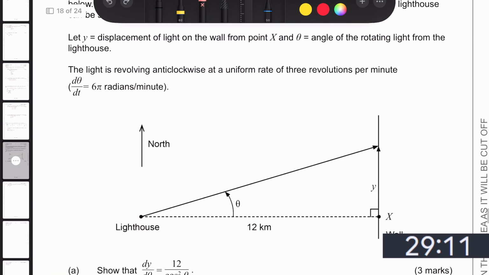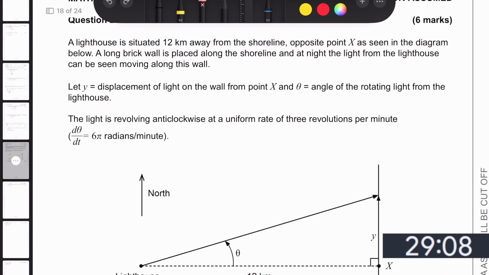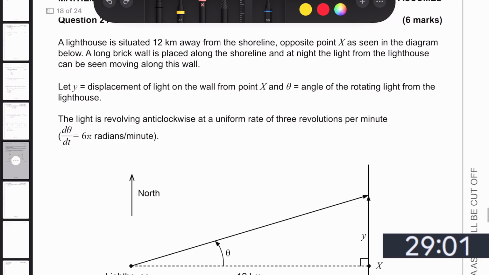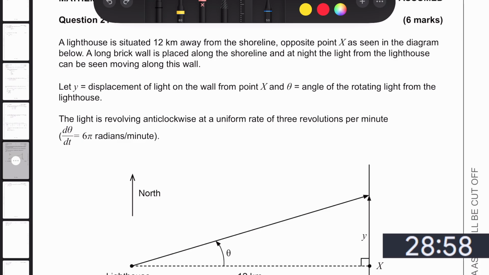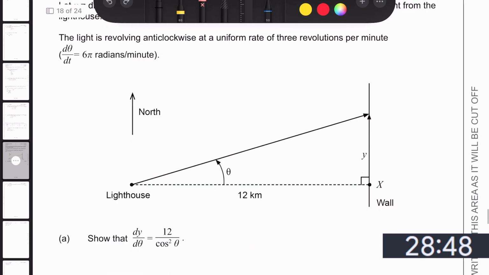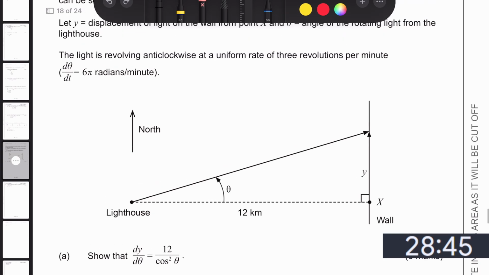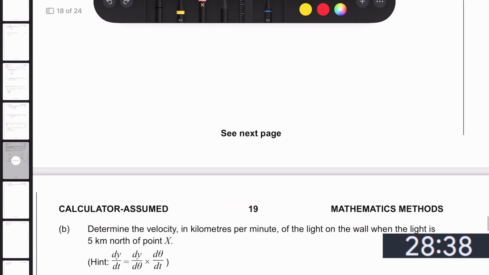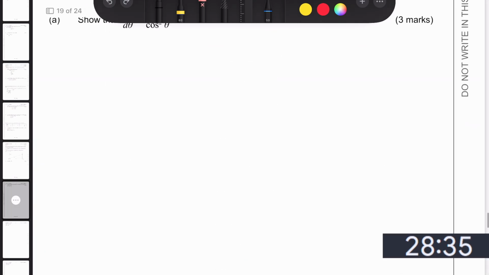We're fine. Okay, a lighthouse is 12 kilometers away from the shoreline opposite point X, as seen in the diagram. A long break is placed on the shoreline. Night light, seen Y, equals the placement of the wall. Theta is the rotating light: 3 rotations per minute, 2 pi times 3. This is really, what do you call it, related rates. I think this is a related rates problem.